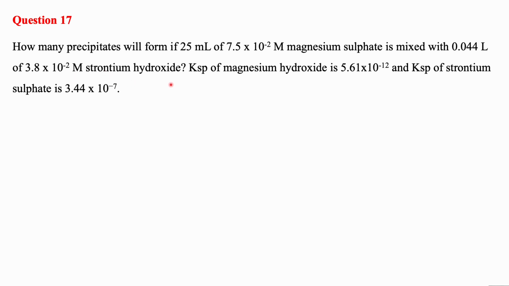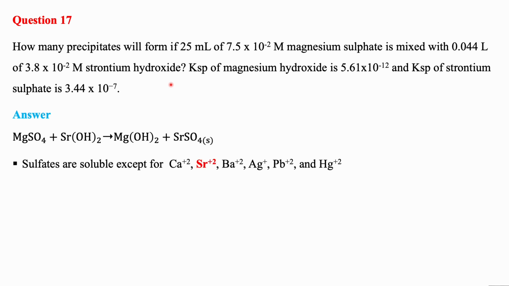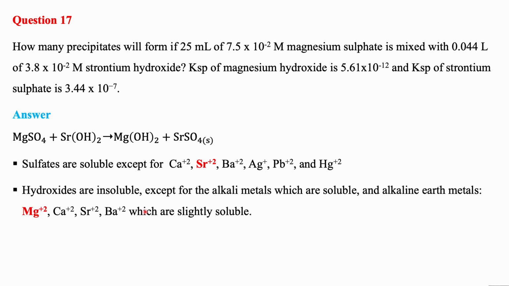Then after determining the moles before mixing, we determine their concentration after mixing by dividing by the total volume. Then after getting them, we determine the solubility product. So that means determine whether this one, the precipitate, is going to be formed or this one also is going to be formed. Sulfate salts are soluble, so that means strontium. Also here, magnesium is likely to form a precipitate, but we need to confirm whether the 2 precipitates are going to be formed by comparing the ionic product with the Ksp.